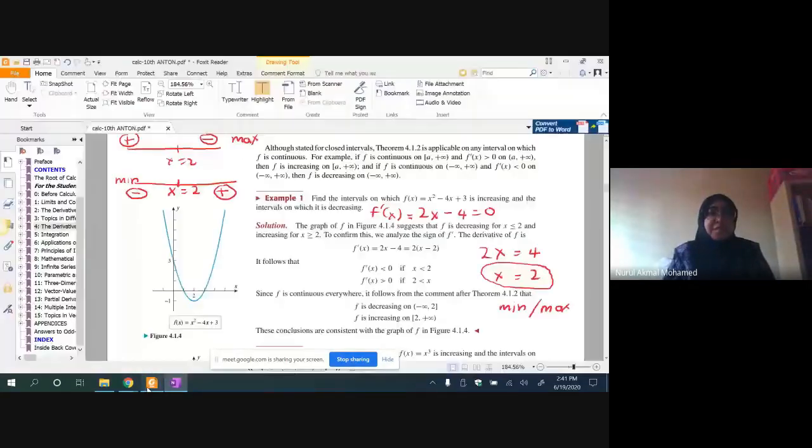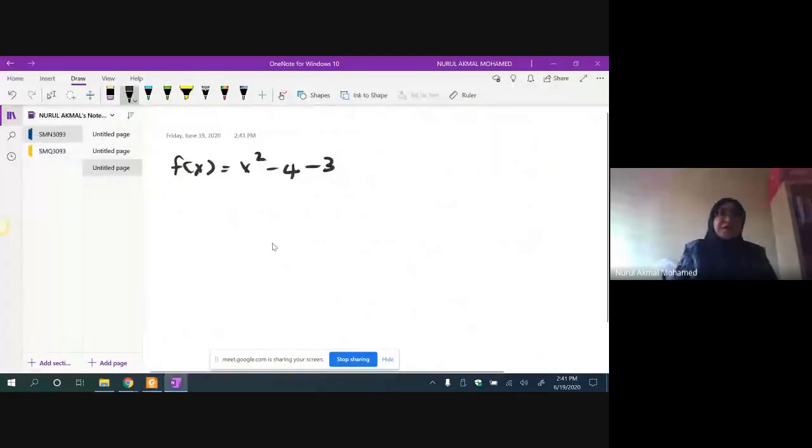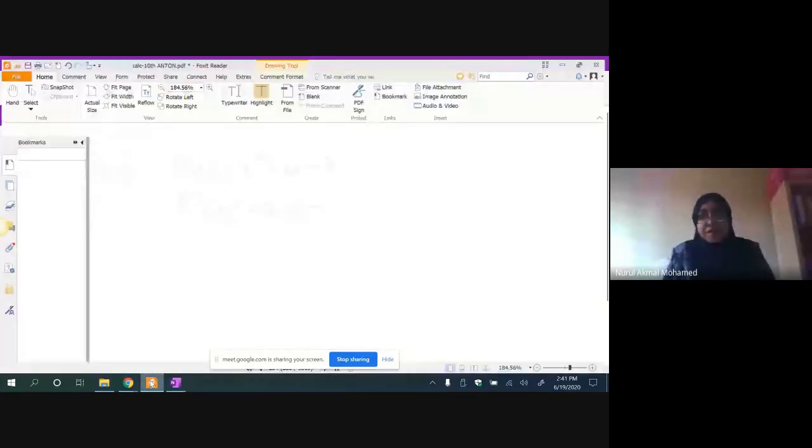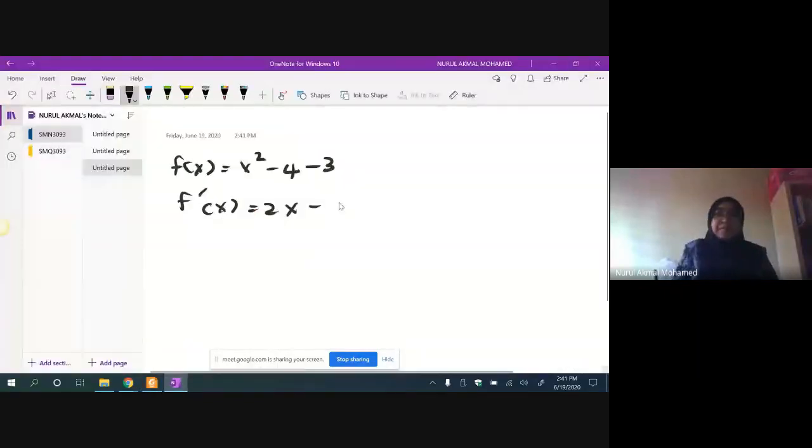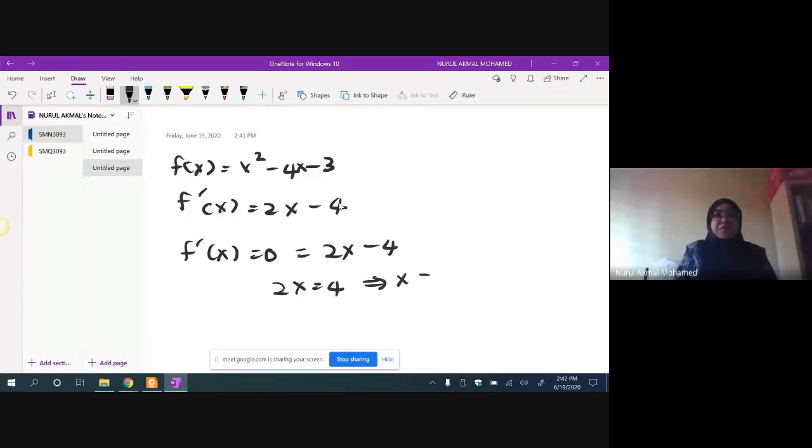Okay, first you check the f prime. f prime of x is equal to 2x minus 4. Okay, and then after that, you let f prime of x be equal to 0. So it means that your 2x minus 4 is equal to 0. It gives you 2x equal to 4, or x is equal to 2.